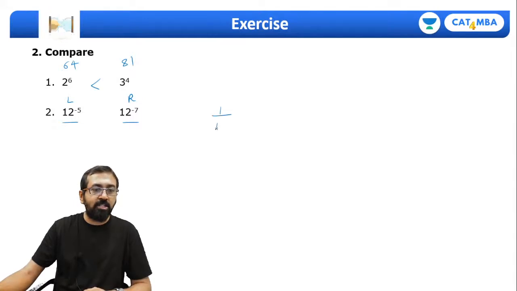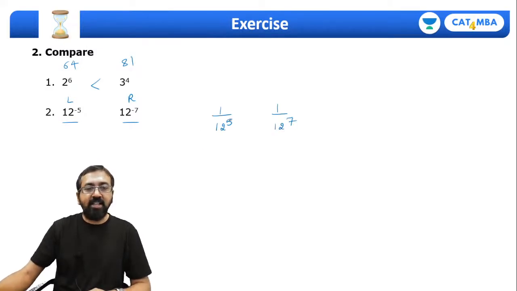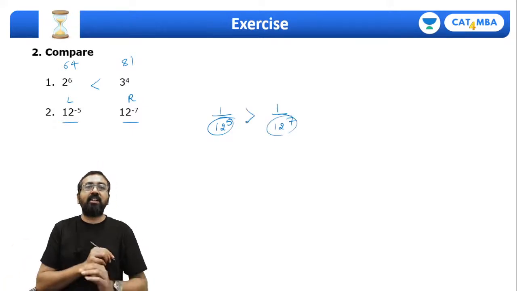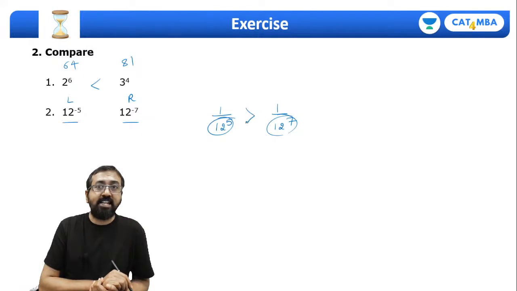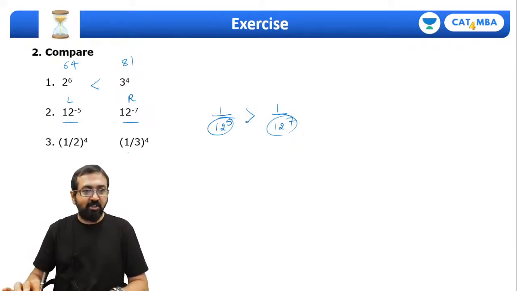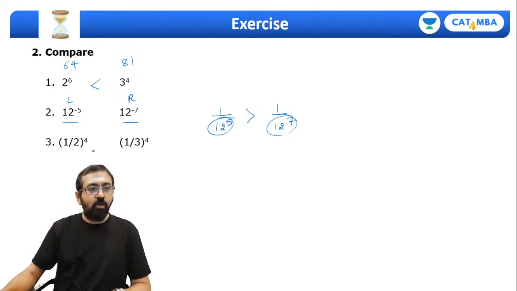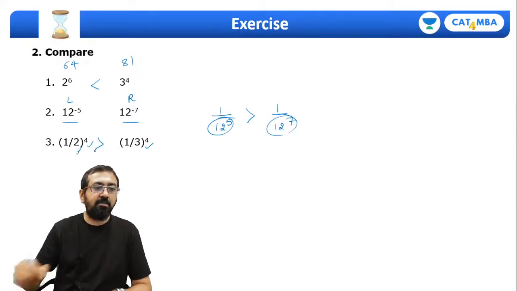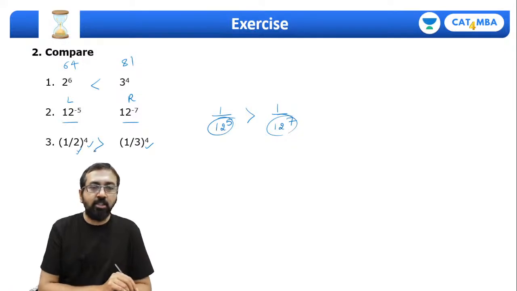So this 12 raised to minus 5 can be written as 1 by 12 raised to 5, and 12 raised to minus 7 can be written as 1 by 12 raised to 7. Now definitely this denominator is smaller than this one, so this number is greater than this one. So your left hand side number is greater than right hand side number. Great. Okay, so same way over here, both the numbers have the same power. This denominator is smaller, so this number has to be greater. So again, in the third question, left hand side number is greater than right hand side number.